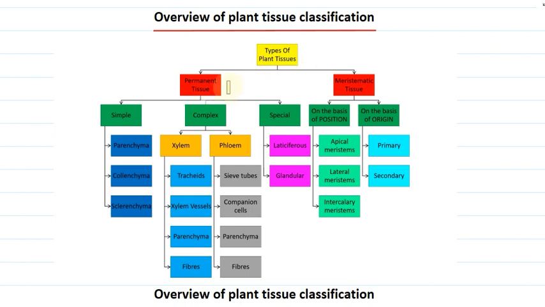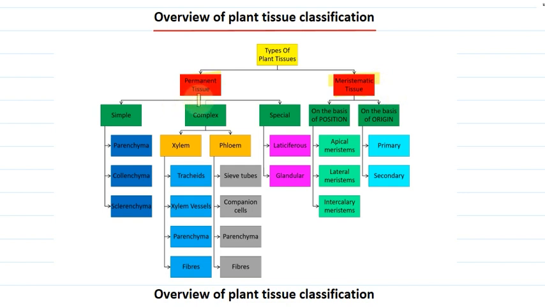So there are mainly two types of plant tissues. One is the permanent tissue and the other is the meristematic tissue. Okay. So this is a broader classification of plant tissues that consists of two types of plant tissues, permanent and meristematic tissues. Now, what are permanent tissues? Let's start with permanent tissues.